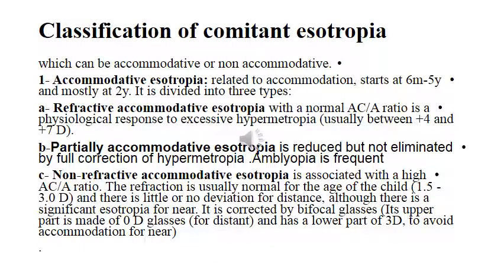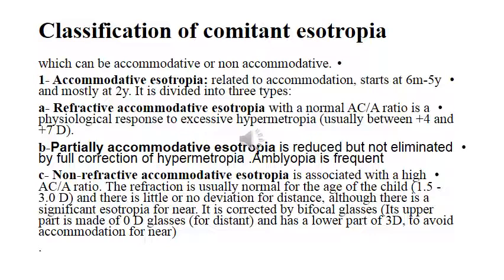Now we will classify the esotropia in general, which is the concomitant esotropia. Esotropia can be either accommodative or non-accommodative. This means either accommodation is involved or it's not involved. The accommodative variety is further divided into refractive and non-refractive. The refractive type is either fully refractive or partially refractive, and the non-refractive is one type.